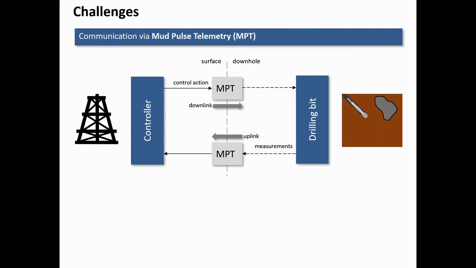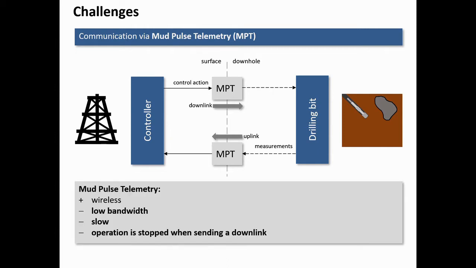The controller is on the surface, and a control action is sent through the Pulse Telemetry via the so-called downlink, and then the measurements from the drilling bit are sent uplink through the same Pulse Telemetry system. The advantage of this system is that it's wireless, so it does not require an expensive cable that has to go through the string. But the disadvantage is that it has a very low bandwidth, so you have a limited amount of data you can send to the surface or downhole.